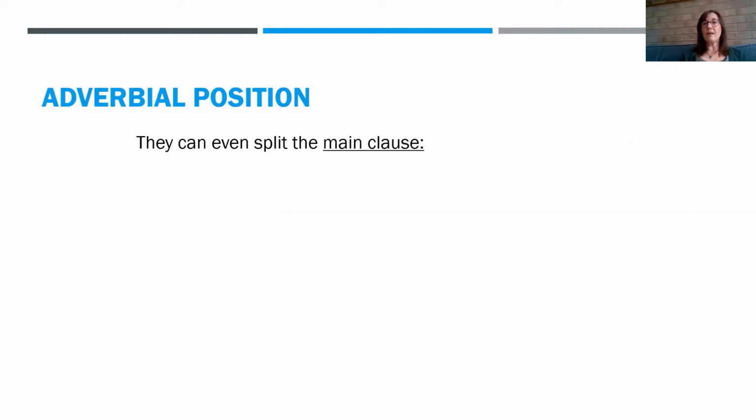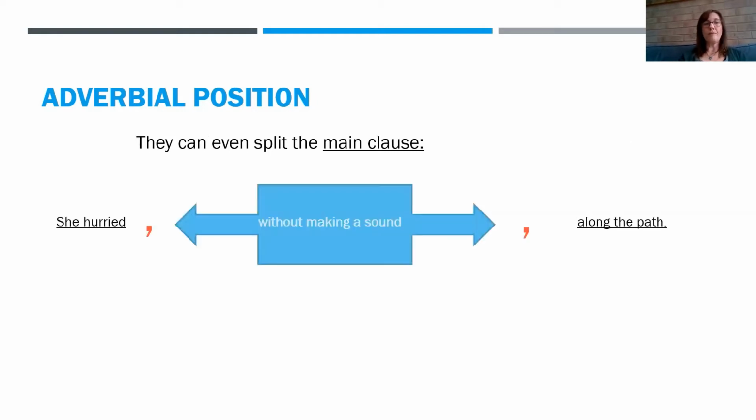Can you remember that adverbials and adverbs can also split the main clause? So let's look at the main clause again. She hurried along the path. Without making a sound. So now she hurried without making a sound along the path. It needs to be coupled by commas when it splits the main clause. I don't think it sounds so good in the middle position, splitting the main clause. She hurried without making a sound along the path, but it is possible.